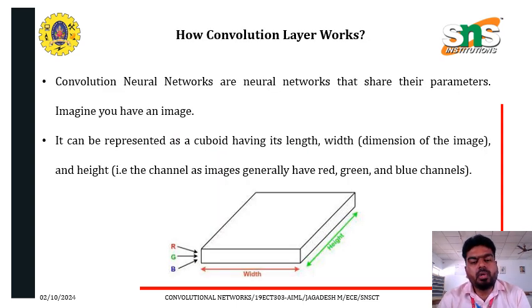So how does the convolutional layer work? Convolutional neural networks are neural networks that share their parameters. Imagine you have an image. It can be represented as a cuboid having its length, width, which is the dimension of the image, and height, which is the channel, as the image generally has red, green, and blue channels. So the below is the image which is considered as the input.